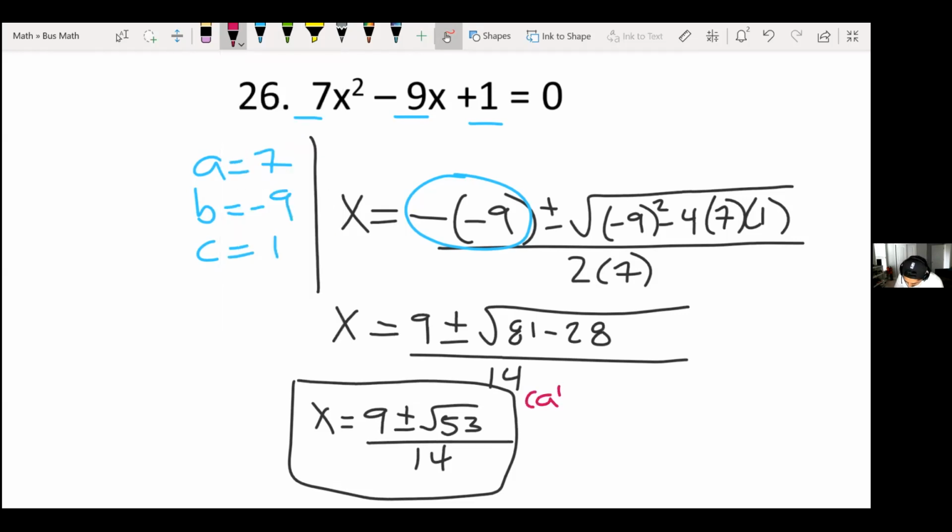So again, calc input. Okay, so the way we're going to type this in our calculator is going to be, well, I'll show you on the screen. So I'm going to write it as 9 plus square root 53 over 14.